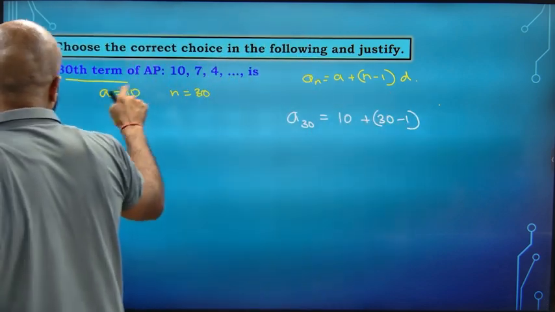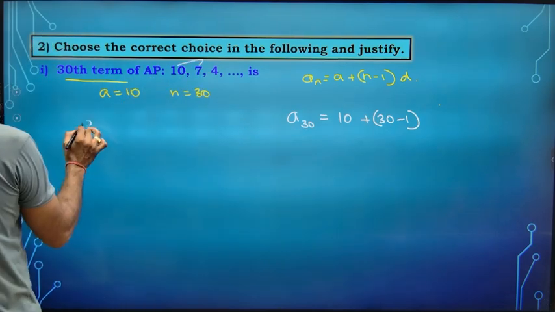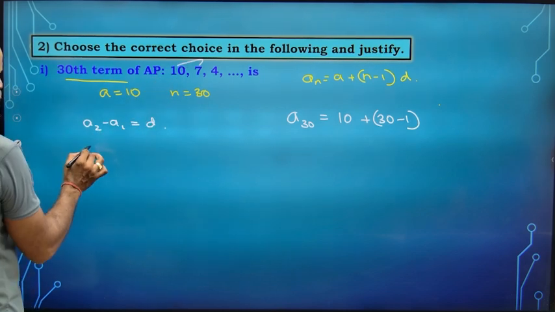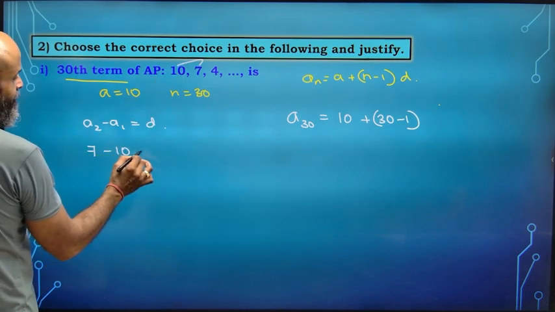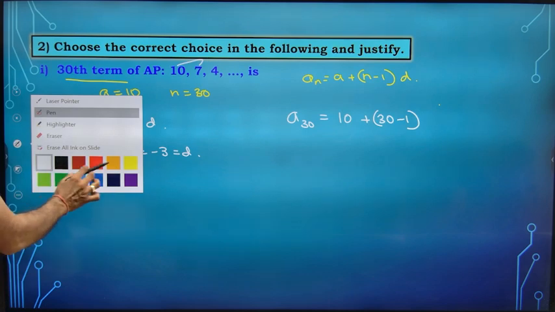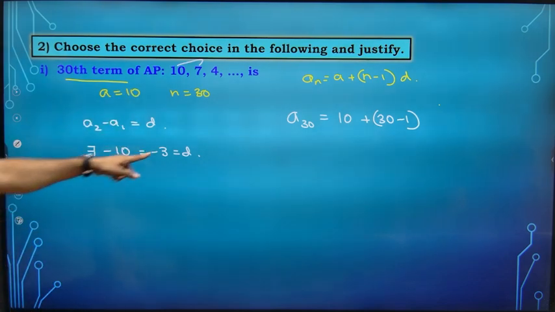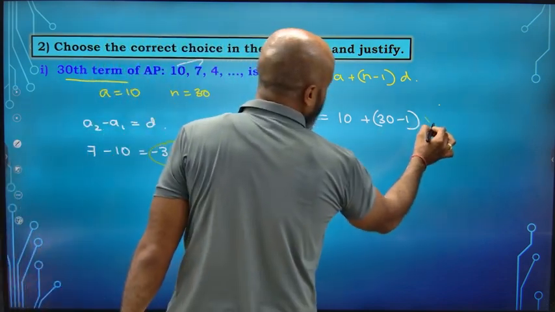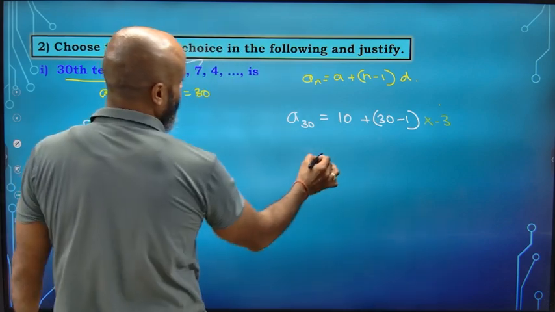Now how will you calculate d? So a2 minus a1 is your d. So how much is a2? 7 minus 10, that is how much, minus 3. This is basically your d. Are we clear on this one, people? This is your d, clear, okay. So d is minus 3. You multiply this by minus 3, so what do you get, 10.